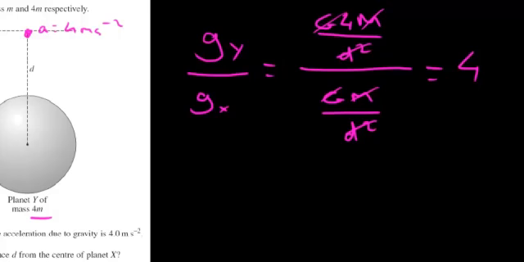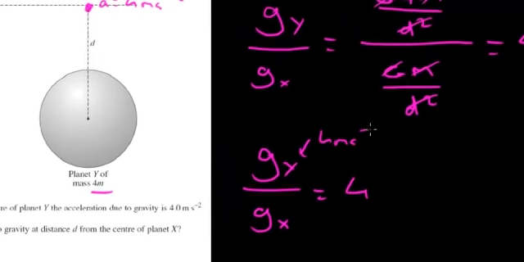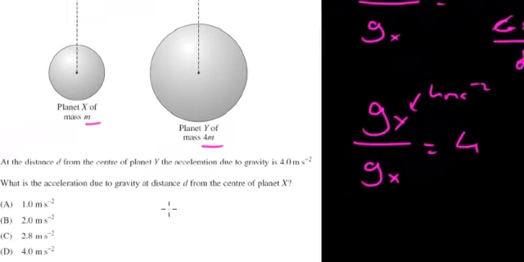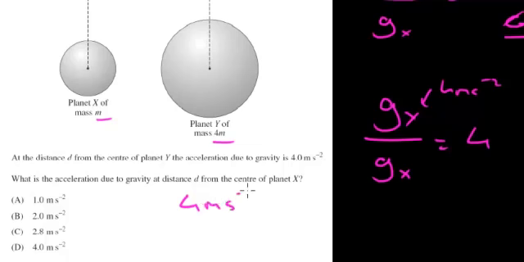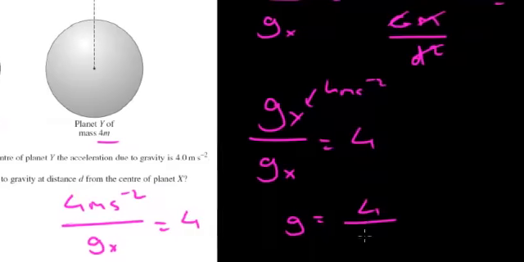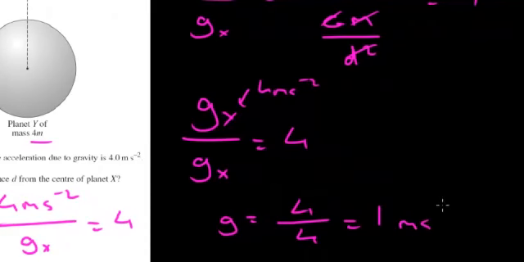But it's saying, what is the acceleration? We know that the acceleration gY is equal to 4 meters per second squared. So this means 4 meters per second squared over gX equals 4. Therefore gX equals 1 meter per second squared.